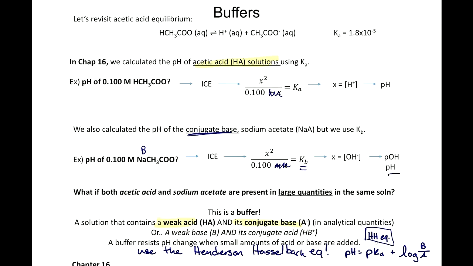So now, in chapter 17, the question is, okay, well, what if both of those things are present in your solution in very large quantities? That is a buffer. You have both HA and A minus, large mole amounts of both of them in the solution at the same time. So this is a buffer, where you have your weak acid and its conjugate base in large quantities, or remember, we can have a weak base system. So you can have a weak base and its conjugate acid present in large quantities at the same time, right?